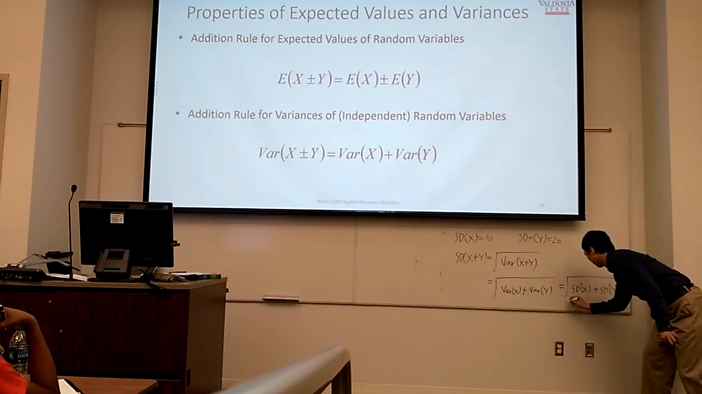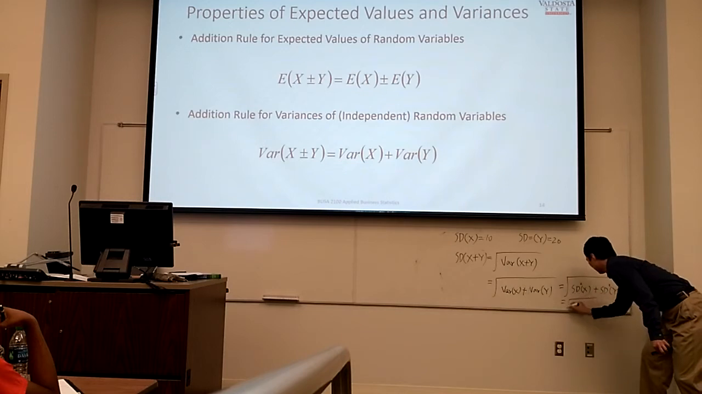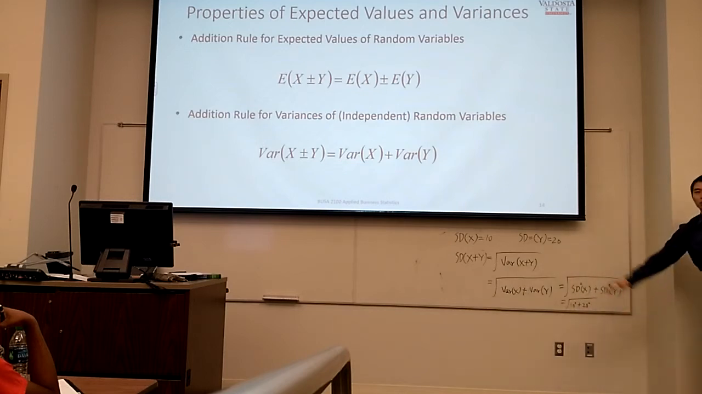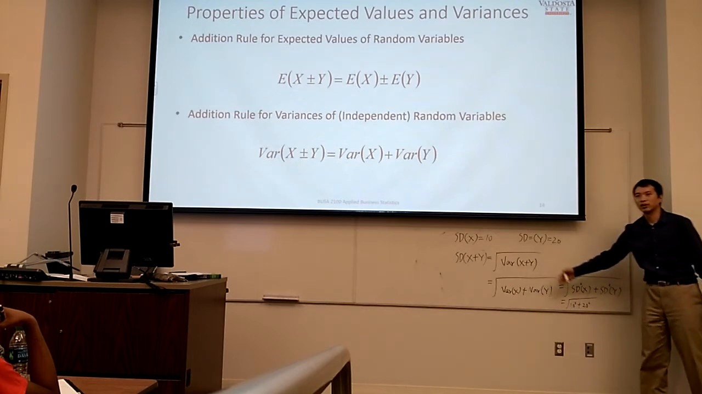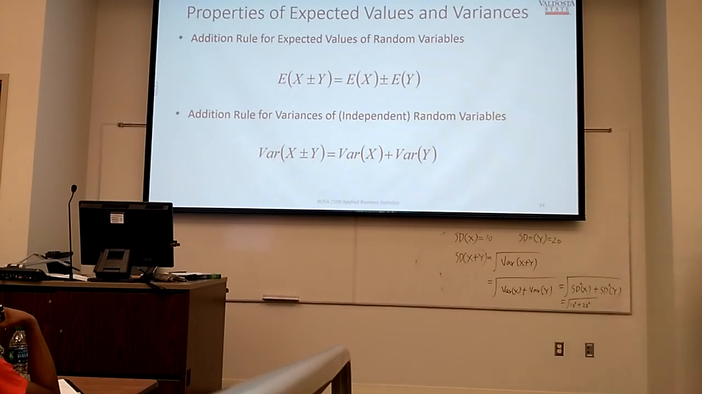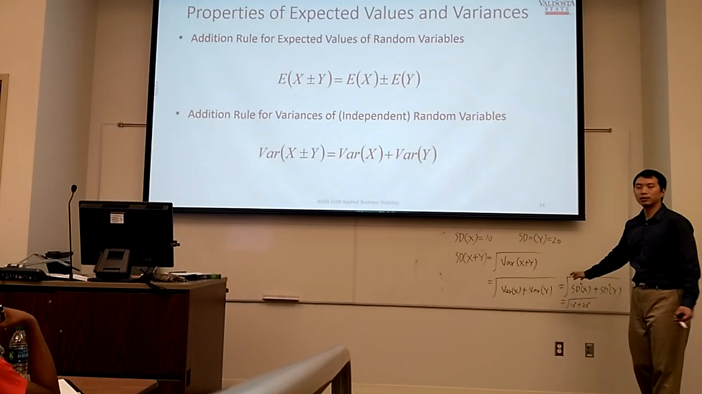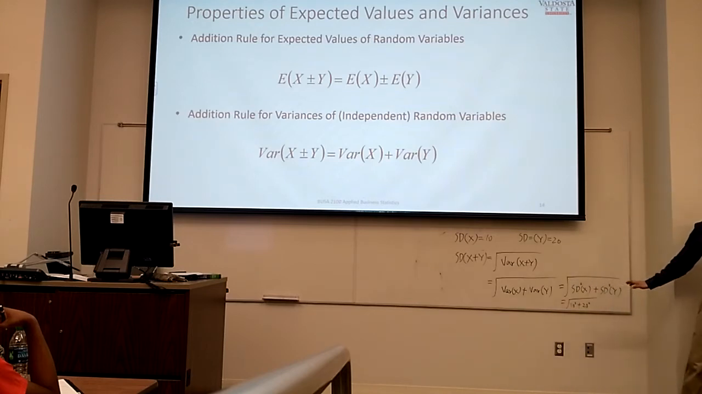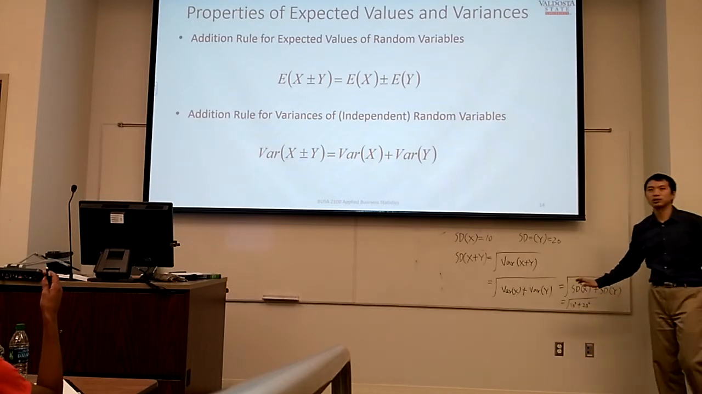It's going to be like 10 squared plus 20 squared. I'm not going to do the calculation, but the important thing is how we find the precision. Is that clear? Any questions?